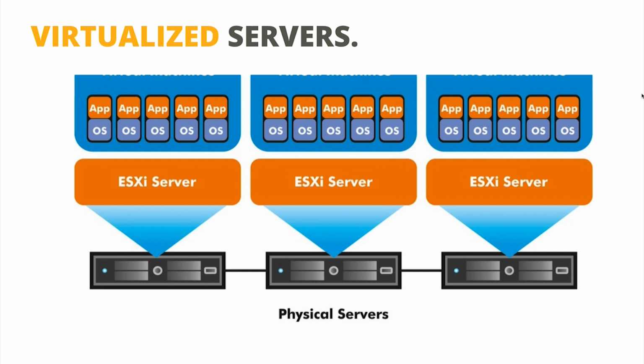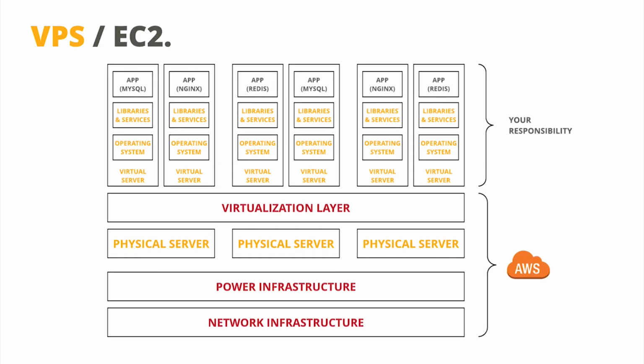So then we come to virtualized servers. Well, this is a standard VMware image in which you have 3 physical servers, which have a hypervisor, which is the software that manages virtual machines. And in that you have your separate virtual machines. But then you still have to maintain the virtualization layer.